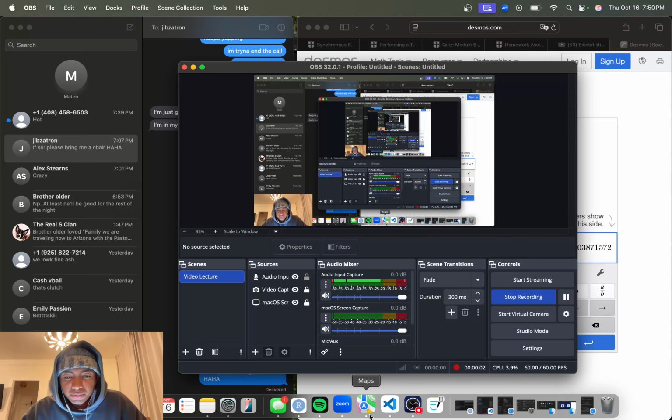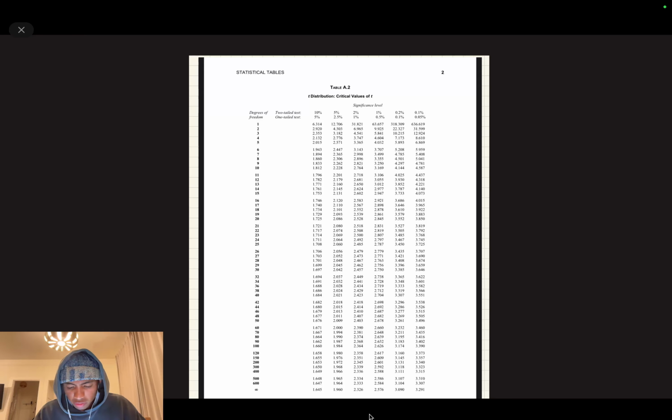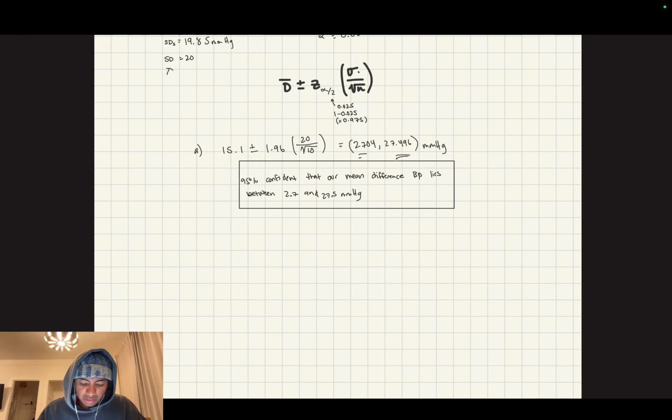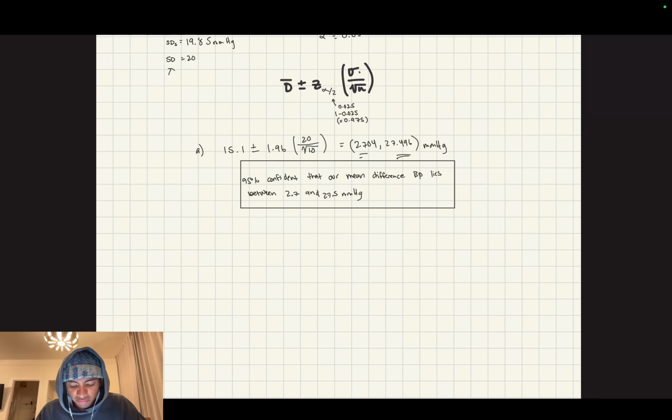All right, everybody, we're back, and we are doing part 2. Part 1 is pretty long, so I might only show part 2, but we'll see. So we did part 1, and we found that we're 95% confident that our mean difference in blood pressure lies between 2.7 and 27.5, rounded, millimeters of mercury.